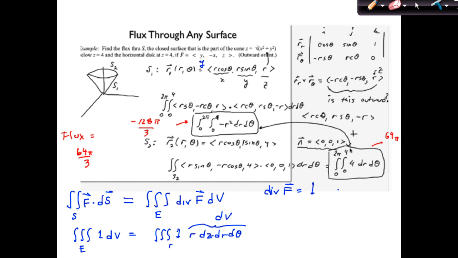r to 4. The bottom of this thing is the cone, which equals r. And then r goes from 0 to 4, and theta from 0 to 2 pi. See what's happening? Okay, so what is that? The antiderivative in z would be rz, and then z goes from r to 4. So is it r times 4 minus r? Check my math.